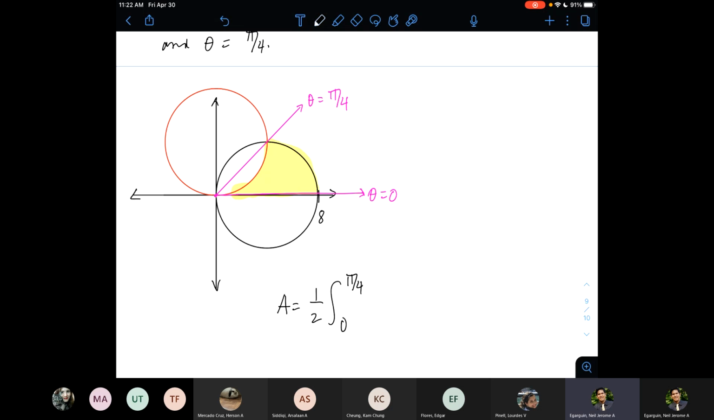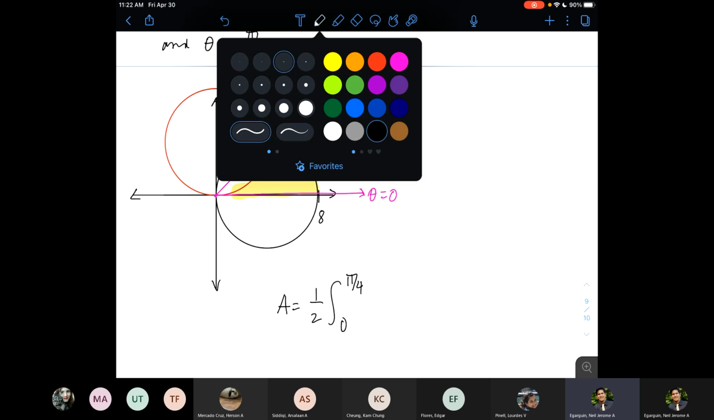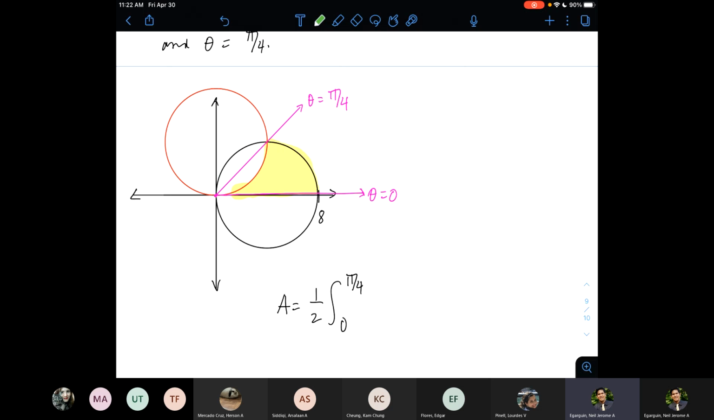0 until pi over 4. And then the integrand would be the sort of radius squared, right? But how do we identify what should be the integrand? Well, what you can do is draw a ray, and then do a little experiment here.